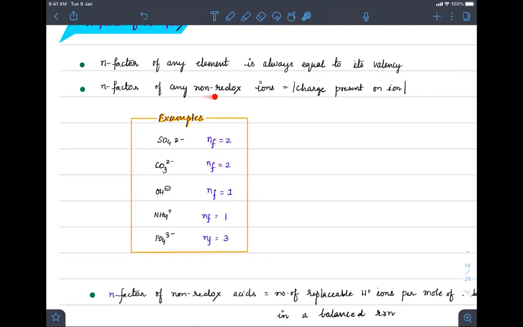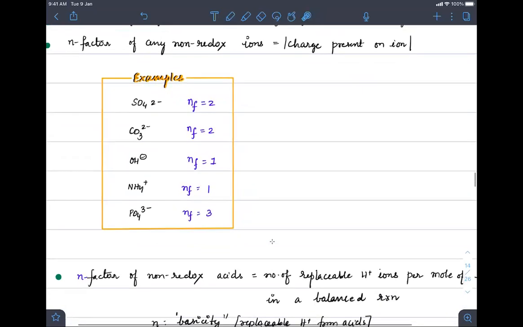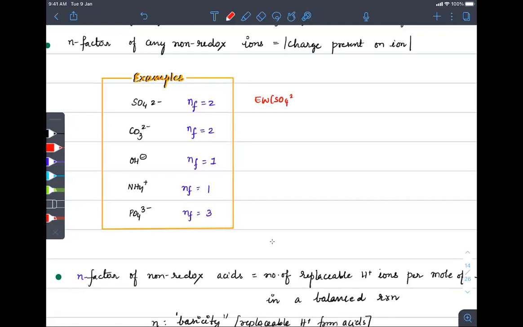So the N factor of any non-redox ion is always the charge on the ion itself. So we can say that that is the N factor. So if I were to ask you what is the equivalent weight of SO4 2 minus as an example, what do we say? It is molecular weight by 2. Molecular weight of SO4 2 minus is 96 by 2.